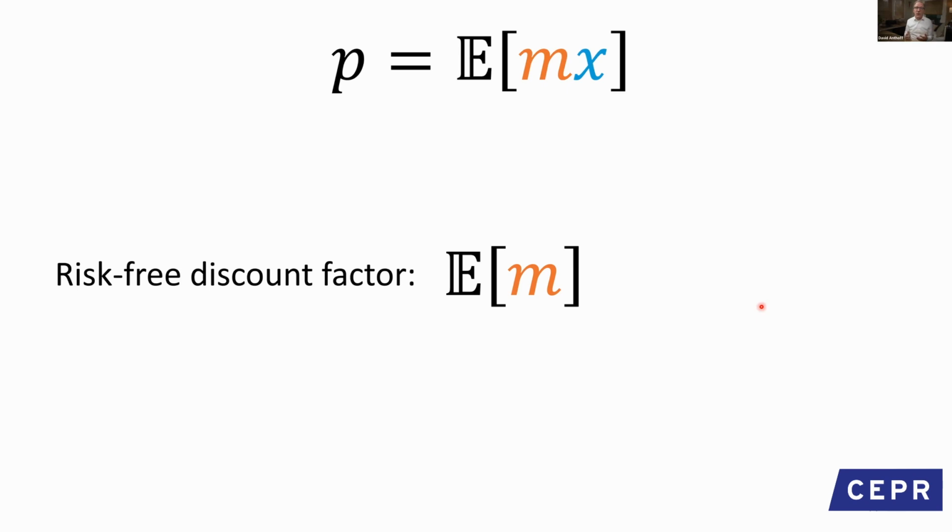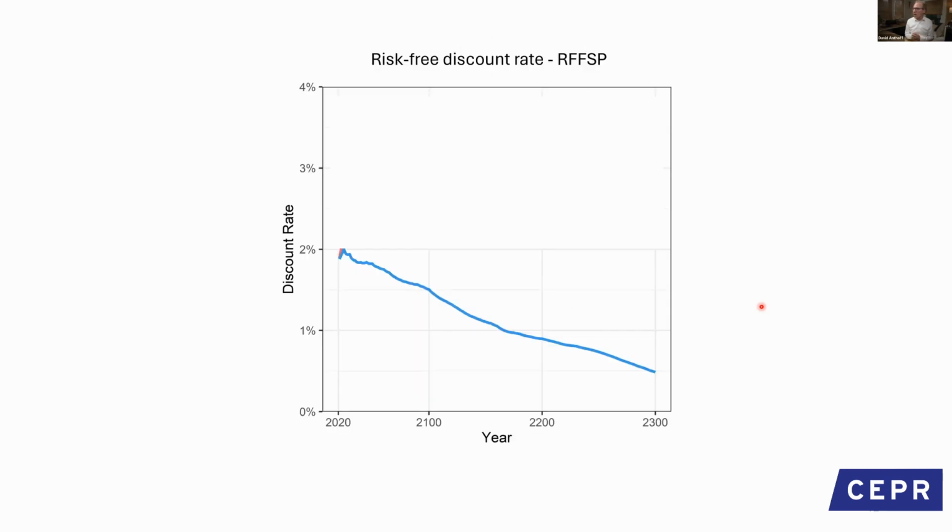And in GIVE, we can compute that, and we can output what the risk-free discount rate is in our model. That's what I've plotted here. It starts at 2% and then it falls over time until the year 2300. So this is essentially the story of declining discount rates. If you have uncertainty about your economic growth, then the risk-free discount rate will decline over time. And we do find that in our model.